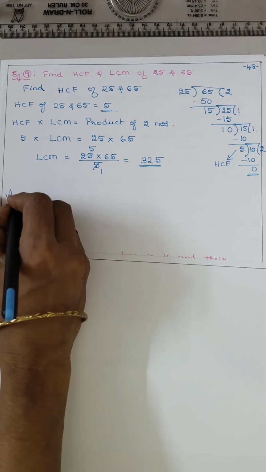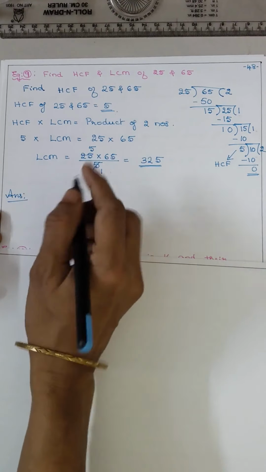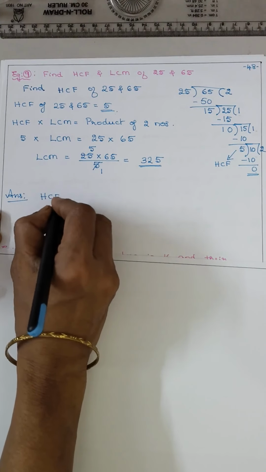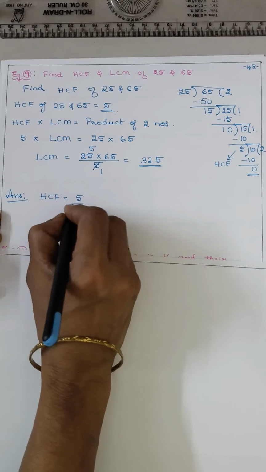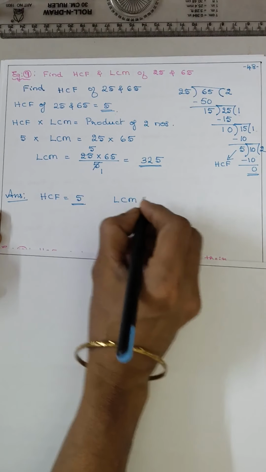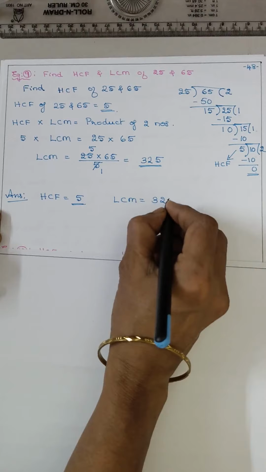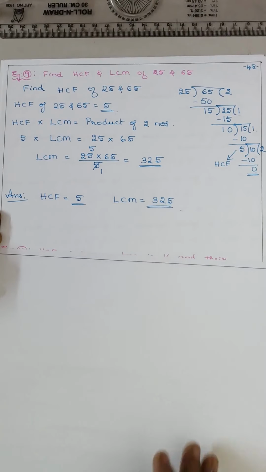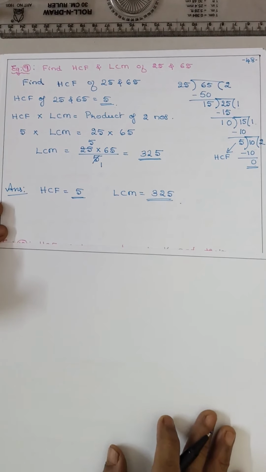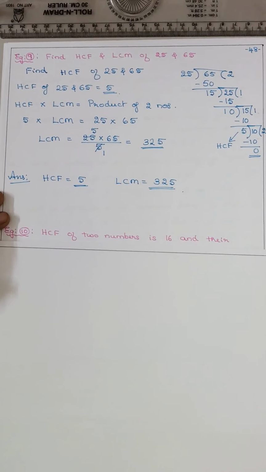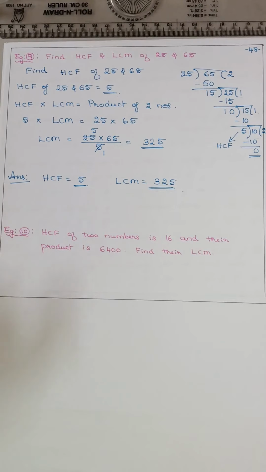So answer: HCF how much? Is equal to 5 and LCM is equal to 325. Understood? So this is the method to find HCF and LCM. दोनों जब पूछा जाता है तो ये प्रॉपर्टी यूज करने का है. फर्स्ट HCF फाइंड आउट करो, फिर LCM by using the property.